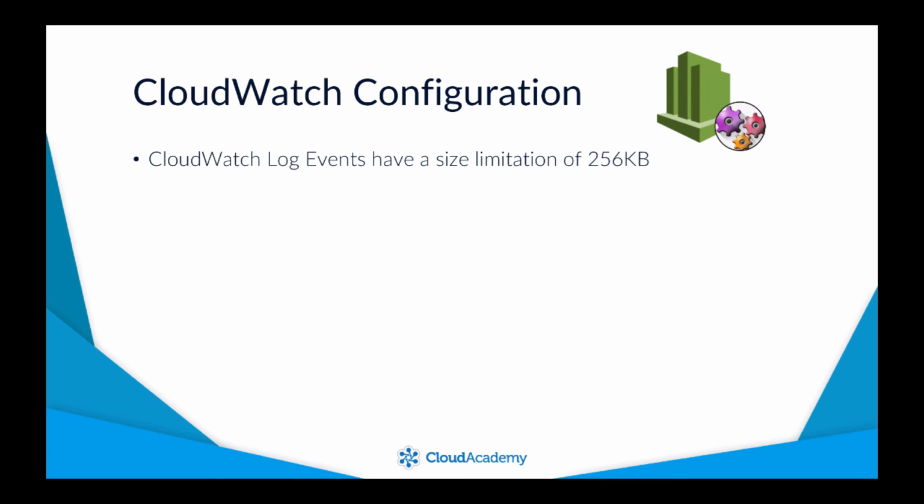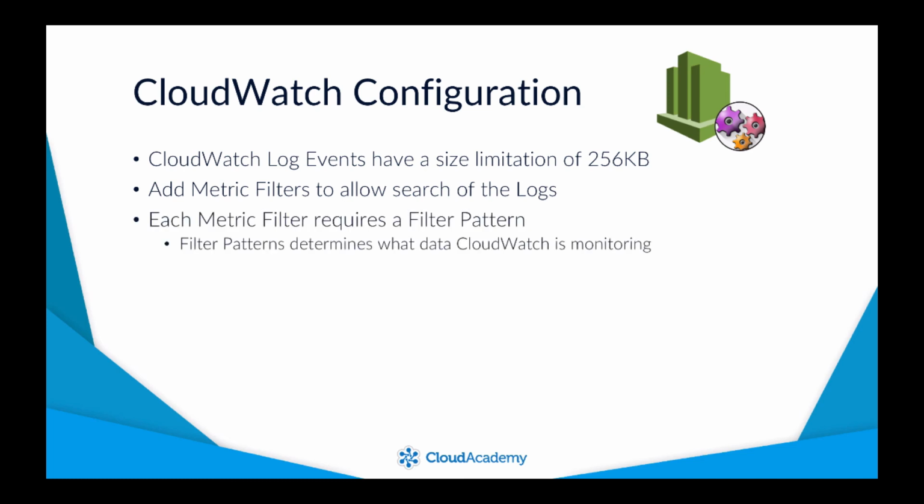This is done by configuring and adding metric filters to the log within CloudWatch. These metric filters allow you to search and count a specific value or term within your events in your log file, which then allows for customizable thresholds to be applied against them. When creating these metric filters, you must create a filter pattern which determines what exactly you want CloudWatch to monitor and extract from your files.